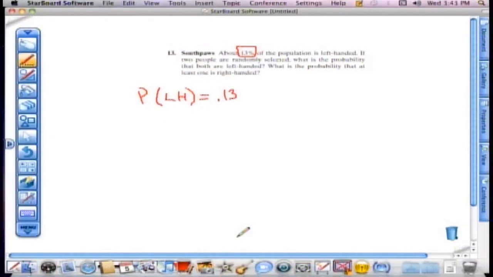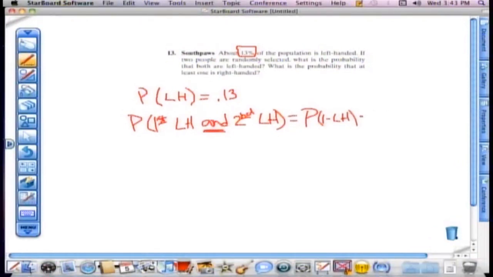Okay. So if 2 people are randomly selected, what's the probability that both are left-handed? So 2 people selected. Probability that the first is left-handed and the second person is also left-handed. So we've got that AND statement in there, which means we would multiply the probabilities. The probability that the first is left-handed times the probability that the second is left-handed. The probability that any one person is left-handed is 0.13. So we have 0.13 times 0.13, or 0.13 squared.